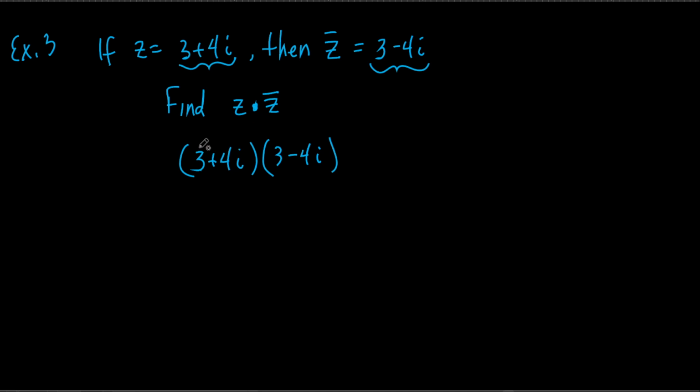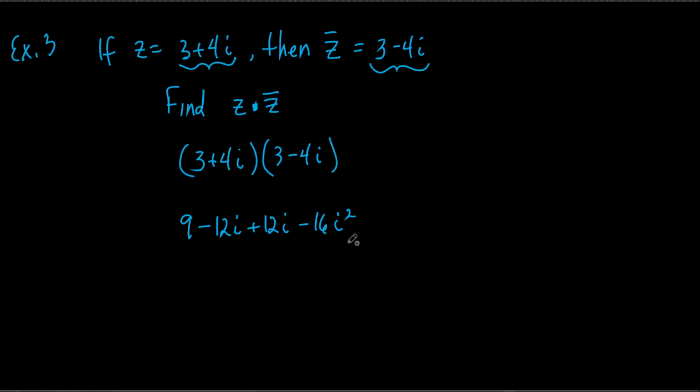So we do a little FOIL method. So first, 3 times 3 is 9. Outside would be negative 12i. Inside would be, oh, look what's happening. You see what's going to happen here? Anybody with me? What happens? They cancel out, don't they? That's always nice. Don't you like when stuff cancels out? What's the last part? Positive 4 times negative 4 is what? Negative 16. i times i is i squared. I know what we do with i squared. What do we do with i squared?